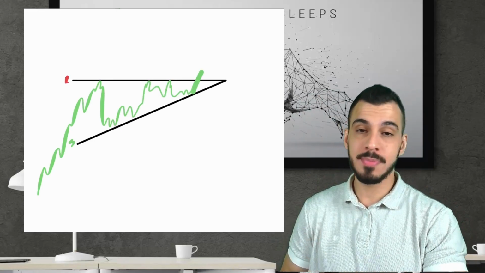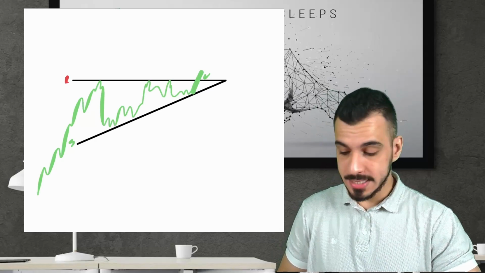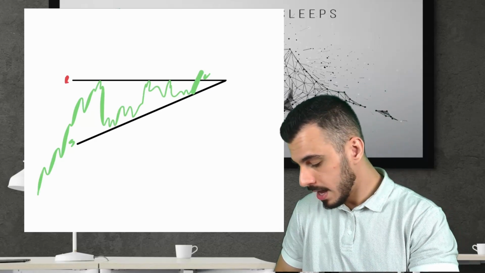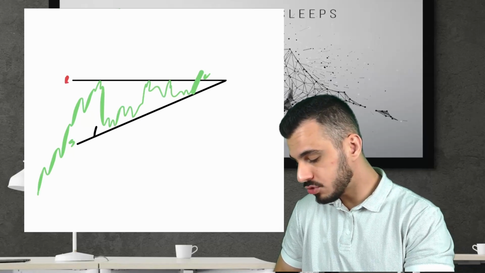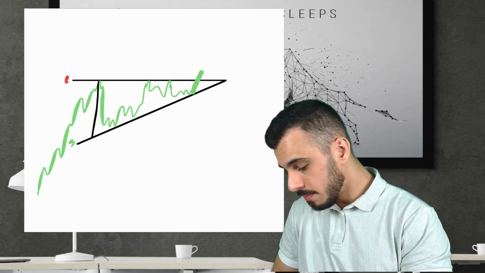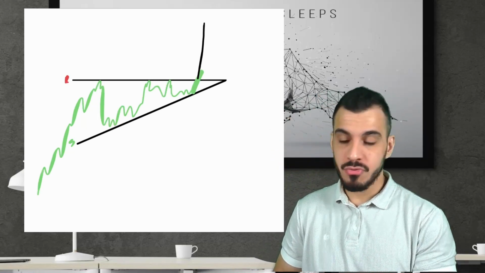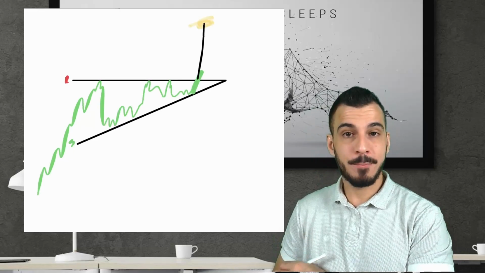And once we break to the upside, that's our entry point. And how is the target calculated in this case? We are going to take the full height of the triangle like this, and we are going to project it from the moment of the breakout right there. So this area right here would be our take profit.